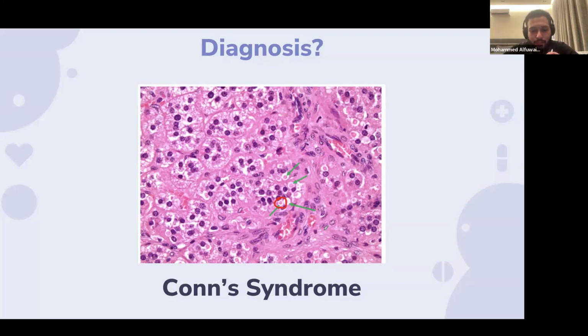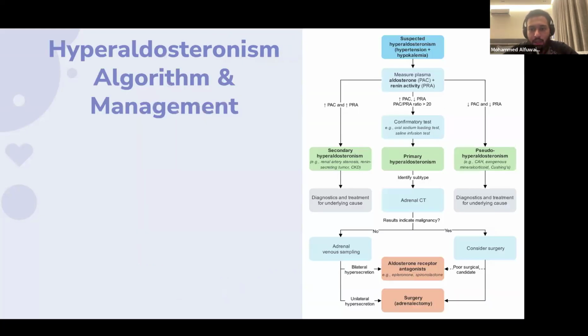Okay. That's pretty much that. Now, for the algorithm for diagnosis of hyperaldosteronism, if you have a patient who has hypertension, hypernatremia, hypokalemia, the first thing you do is measure the aldosterone renin ratio. This should be elevated in patients with primary hyperaldosteronism. However, this is the first test. You need to confirm it.